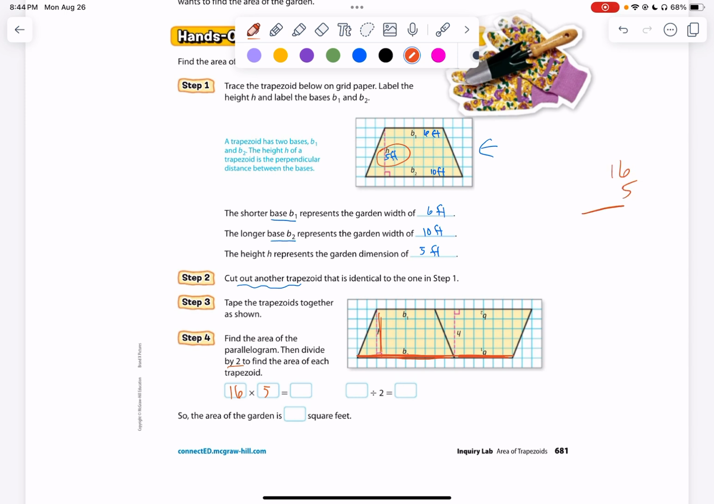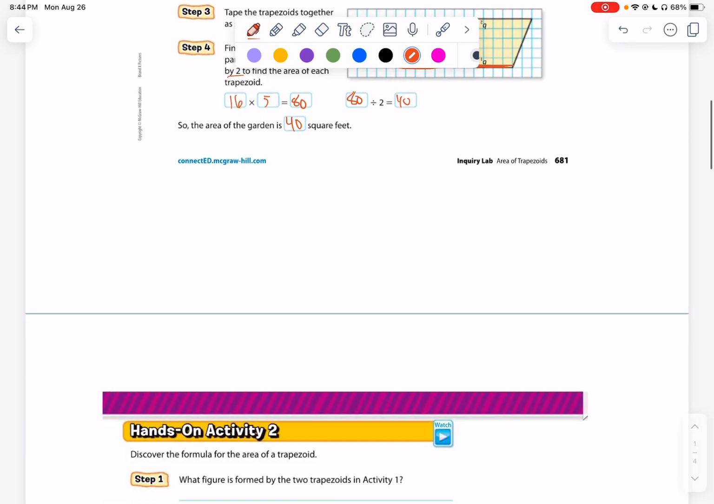16 times 5. 5 times 6 is 30. 5 times 1 is 5, plus 3 is 8. So we've got 80 there, but that's for 2. That's the area of 2 trapezoids. So we need to divide 80 by 2. 8 divided by 2 is 4, so 40. So the garden is 40 square feet.